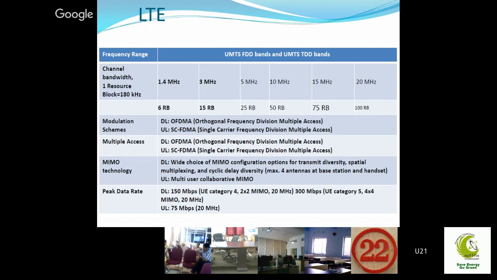Then, if we talk about UE category 5, which is based on 4x4 MIMO, you can support up to 300 Mbps in downlink, and in uplink, we can support 75 Mbps at 20 MHz bandwidth. If we talk about the modulation scheme, then we are using OFDMA in downlink and SC-FDMA in uplink. If the question is why we are using SC-FDMA in uplink, it is because peak to average power ratio can be better supported by SC-FDMA.